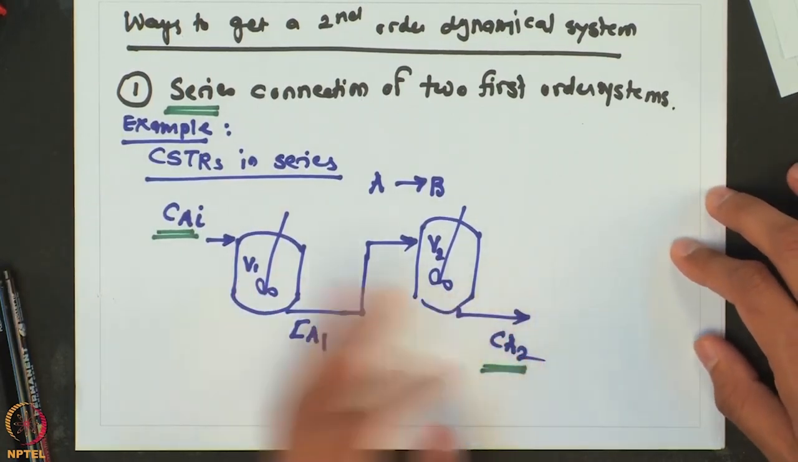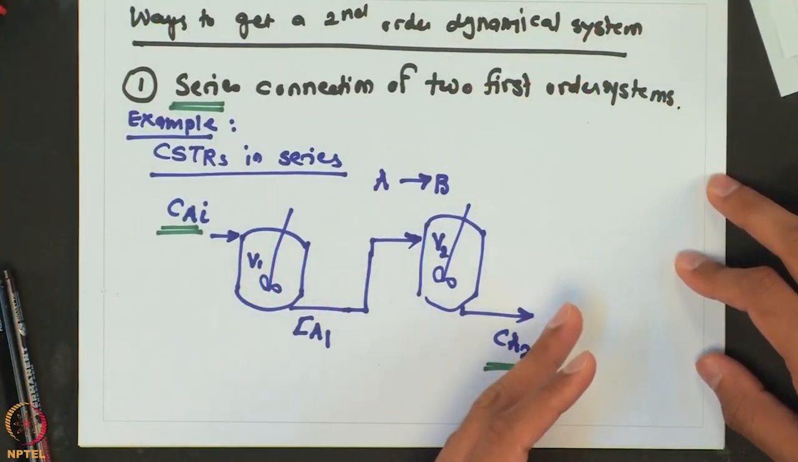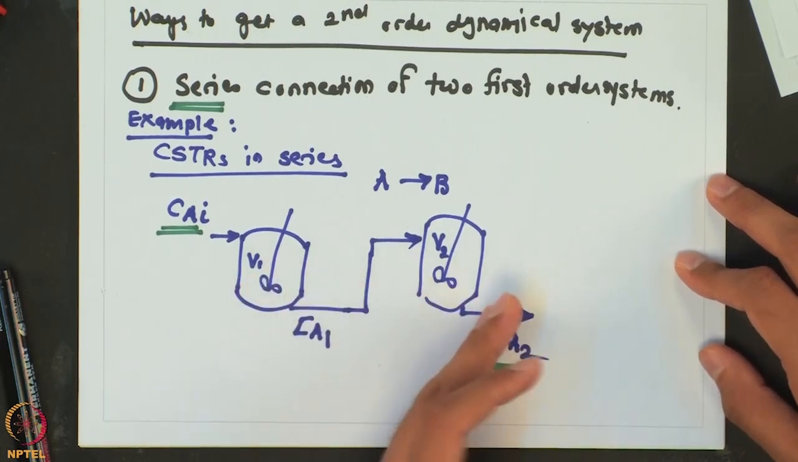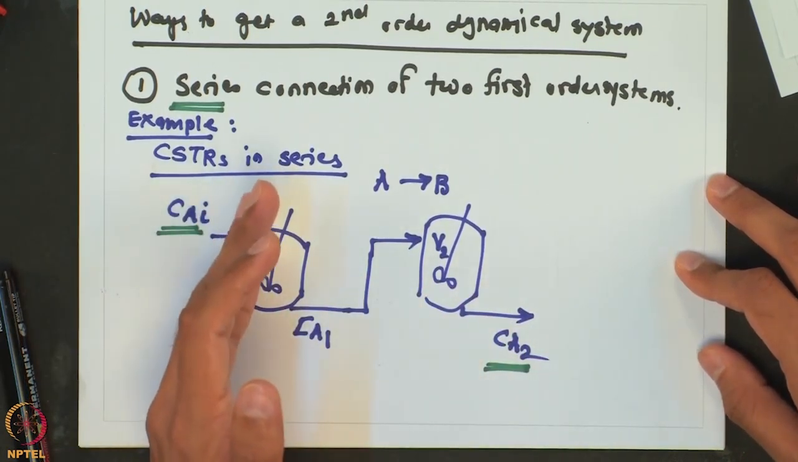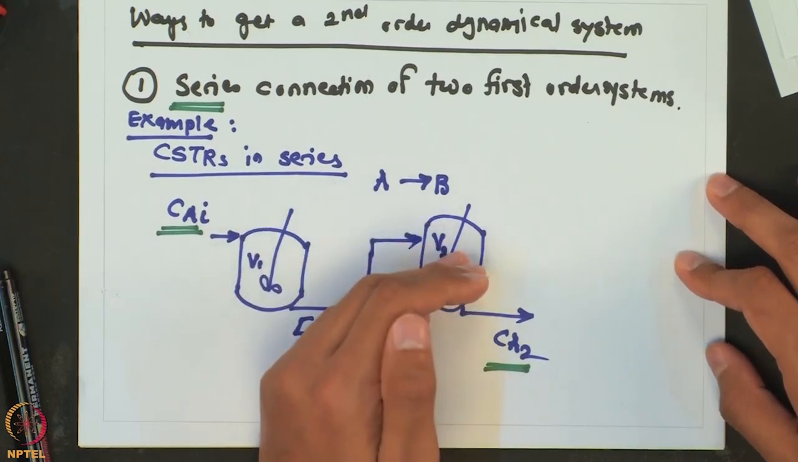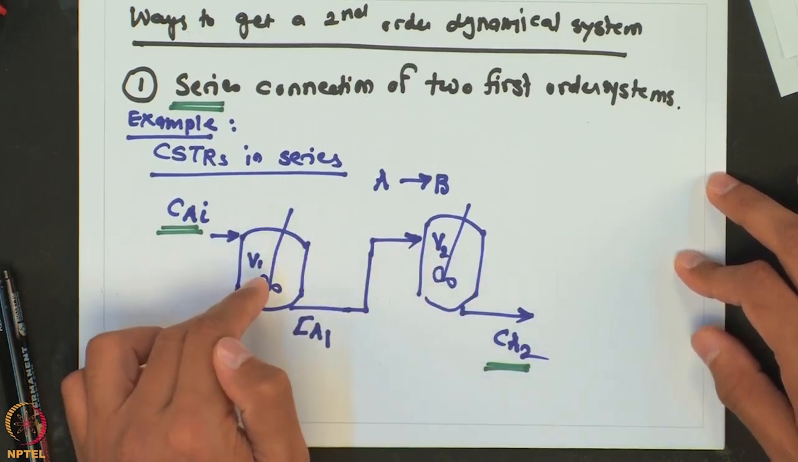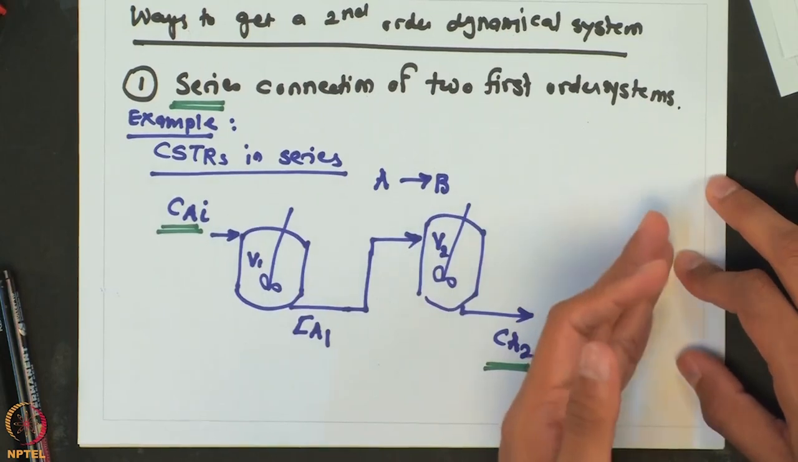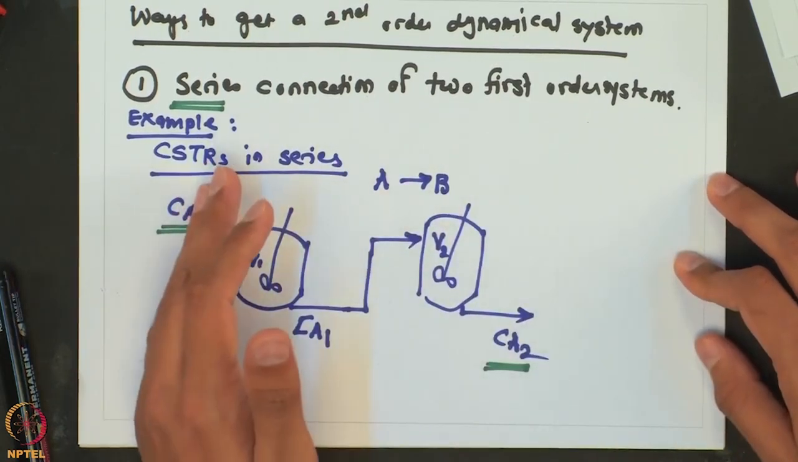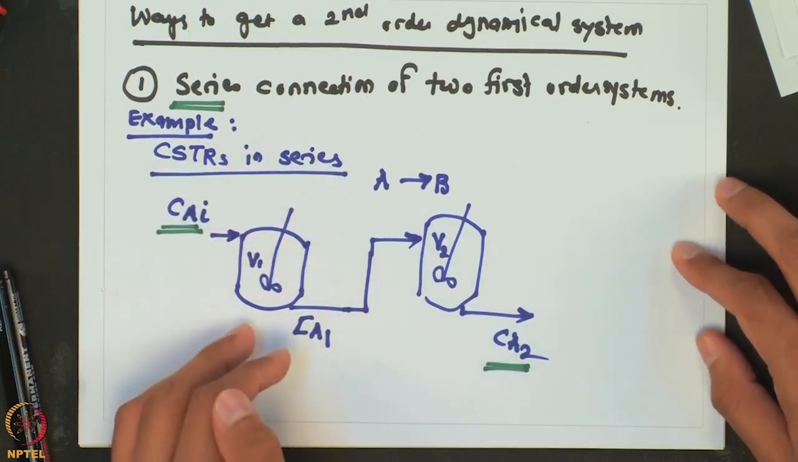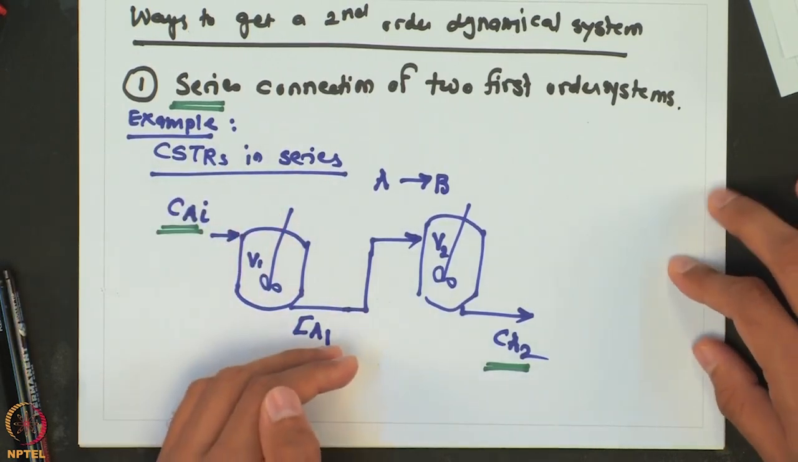Now, there are two ways in which these series connections can be done. This particular type of series connection is known as a non-interacting type connection, because the direction of effect of the disturbance is one way. So, when we have any changes in reactor 1, they are going to get translated to reactor 2. However, if there are some changes in reactor 2, they are not going to get back propagated to 1. So, the direction of interaction is only in one direction. The second tank does not interact with the first one. That is why this type of connection is also known as non-interacting series connection.